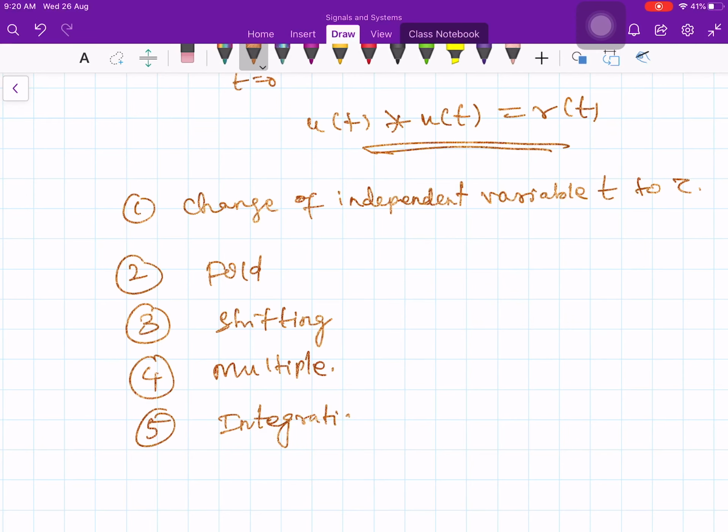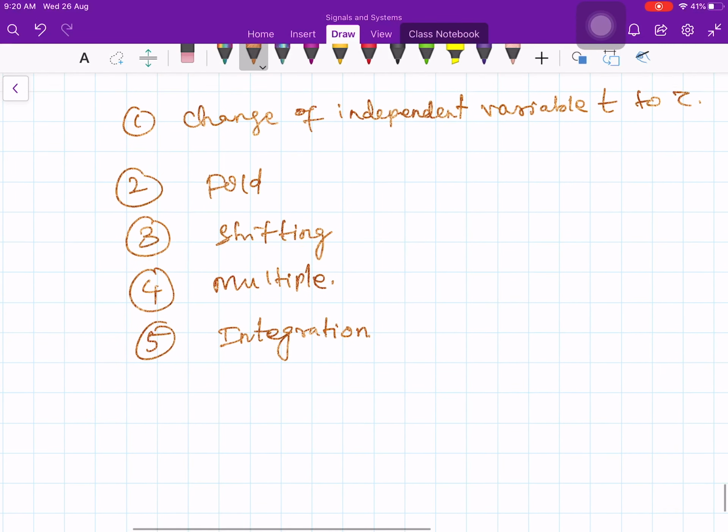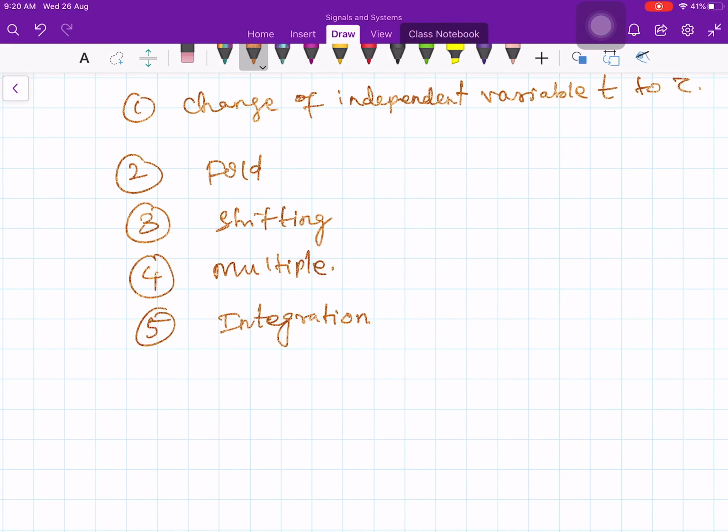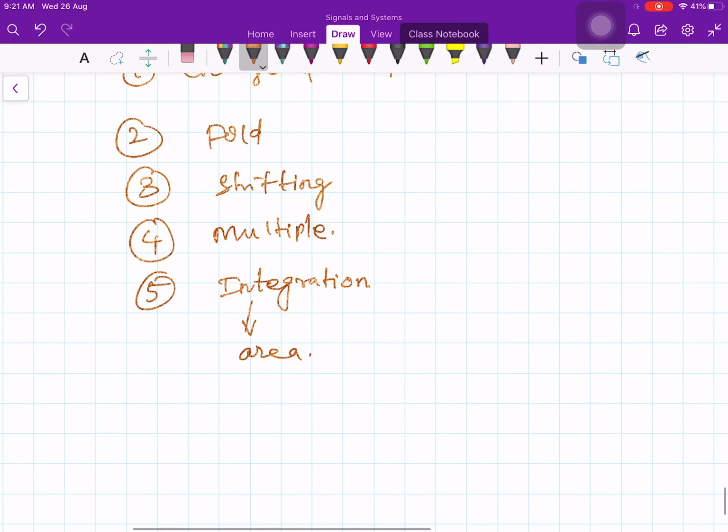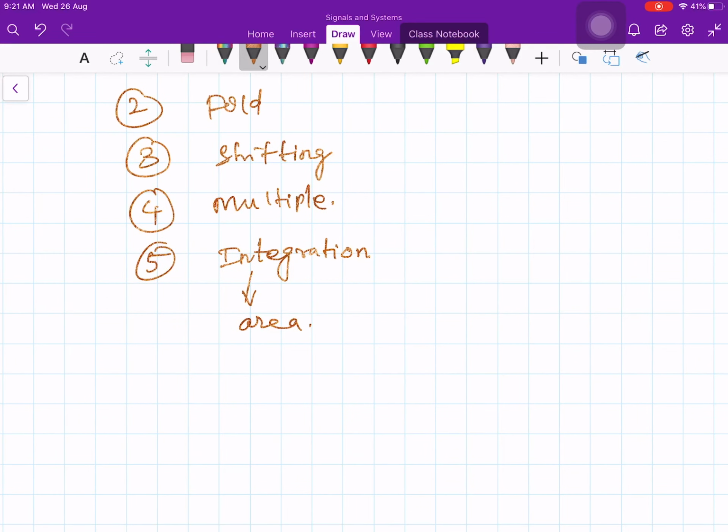So, integrating means what? Finding the area of the product. Find the area under the curve of the multiplication of two functions. One is the function as it is, and the other function is folded and shifted. For simple geometries, the area under the curve can be easily found without doing integration also. No need to do the integration, you can simply find it out. So you can picture what the final result is using this concept.